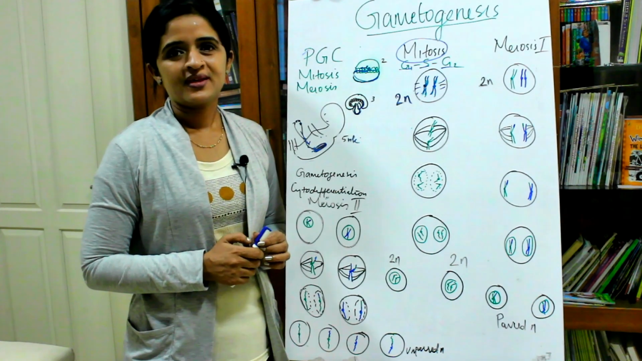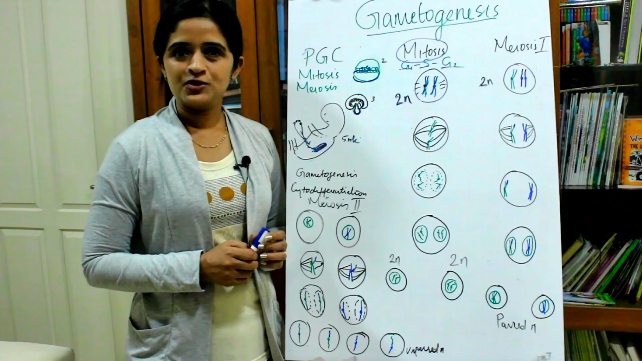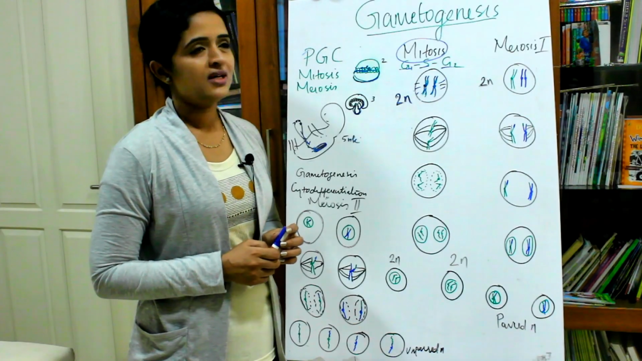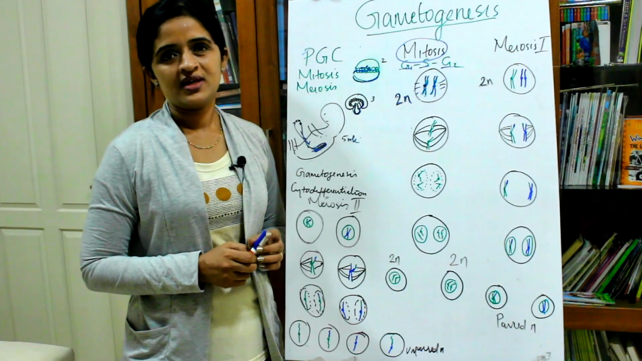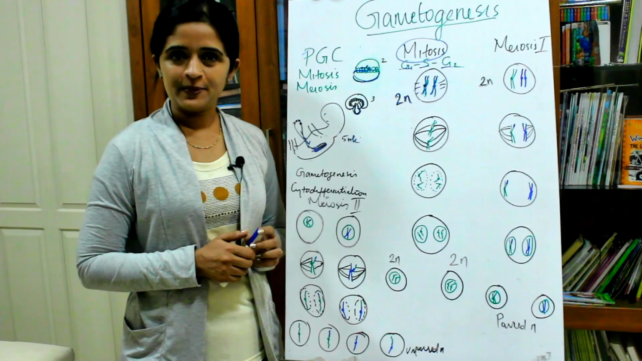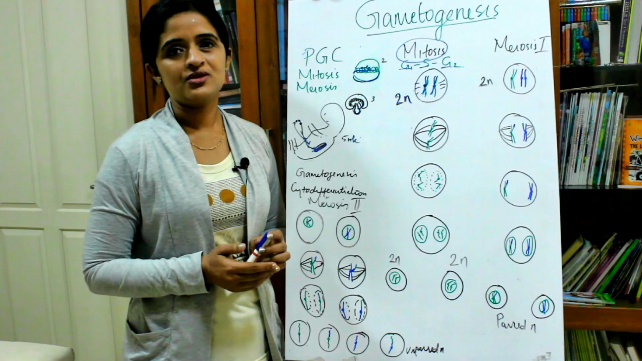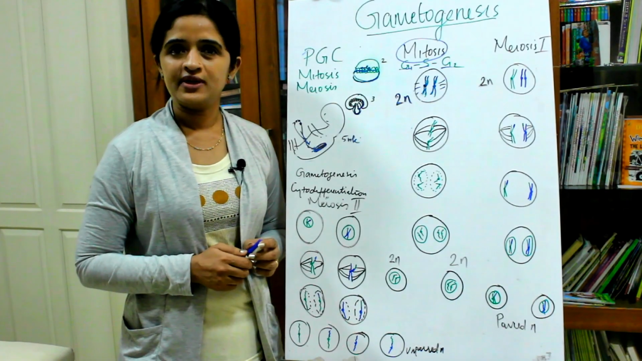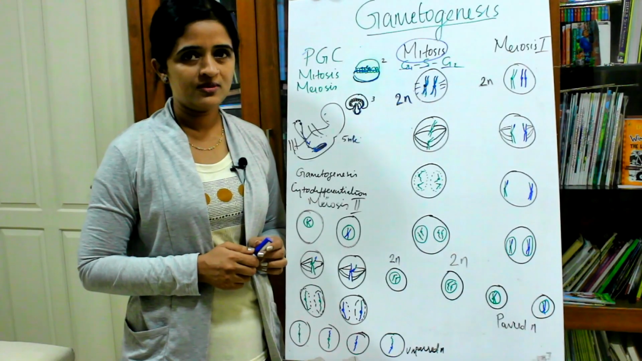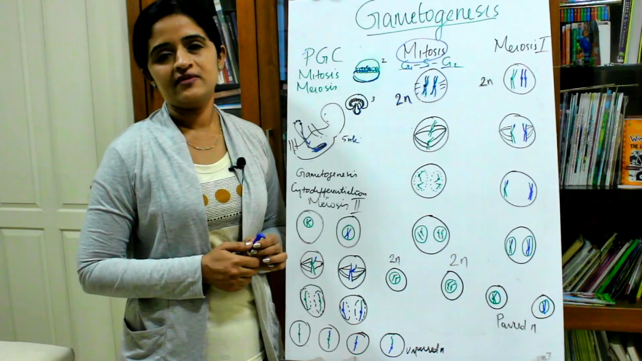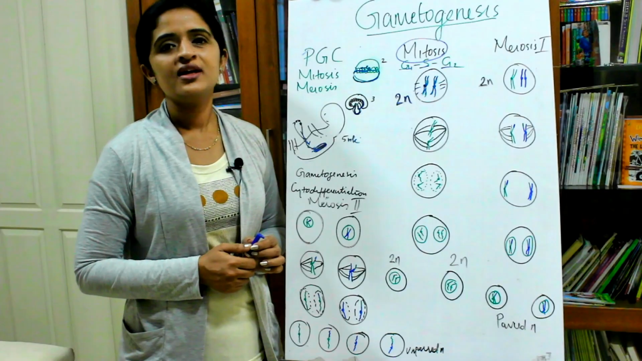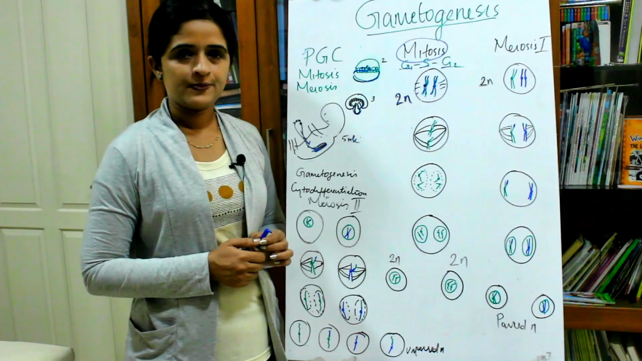In this session, I would like to talk about gametogenesis. I am planning to take gametogenesis in 3 sessions. In the first session we will have a quick recap about mitosis and meiosis. In the second session we will cover spermatogenesis, and in the third one we will cover oogenesis.